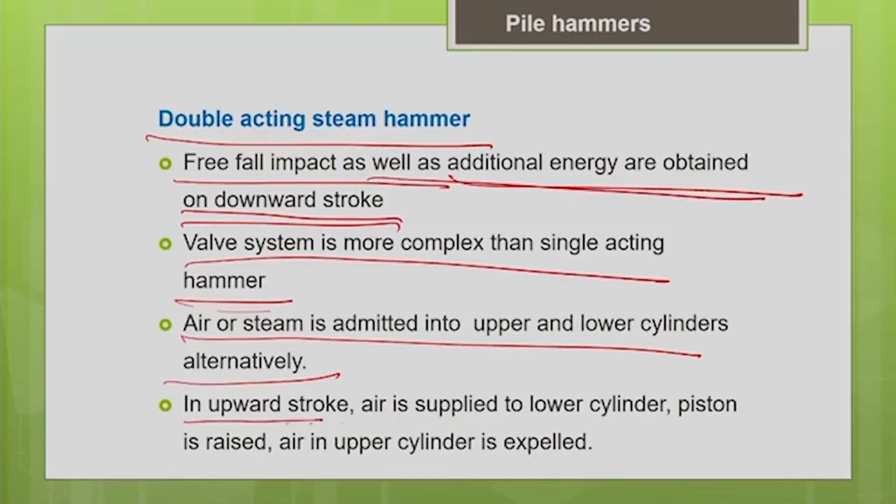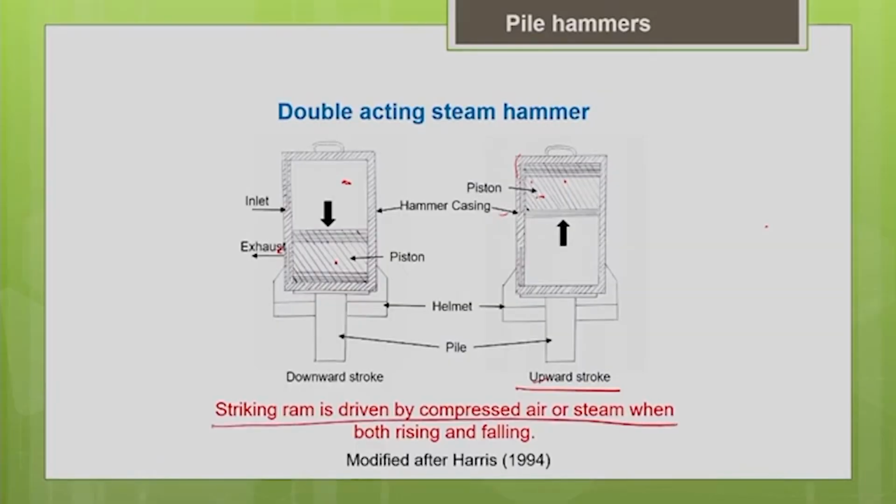So that was explained here. In the upward stroke, air is supplied to the lower cylinder and your piston is raised. When the piston rises and occupies the upper cylinder, all the air which was in the upper cylinder will be expelled out. Similarly, in the downward stroke, air is supplied to the upper cylinder, and the hammer will be pushed into the lower cylinder, and the air which was already in the lower cylinder will be expelled out. So this is how you do it. The striking ram is driven by compressed air or steam, both when rising and falling.